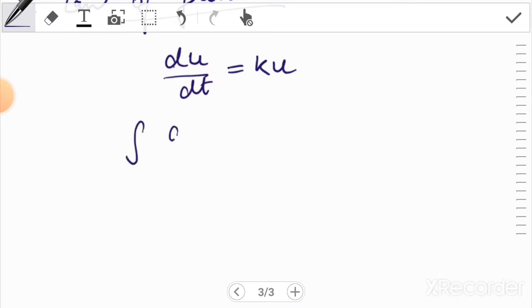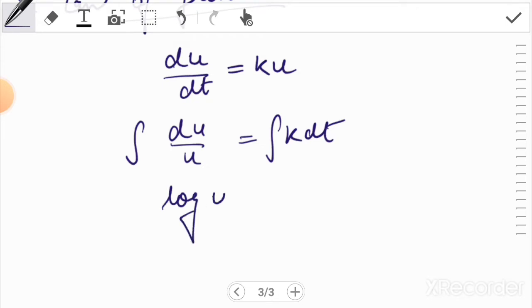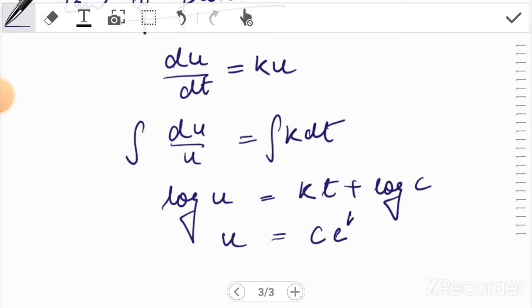So again, taking variable separable, integral du by u is equal to integral k times dt, which gives log of u is equal to k times t plus log of c. Then u will be equal to c times e raised to the power k times t. So this is the solution of the law of growth.